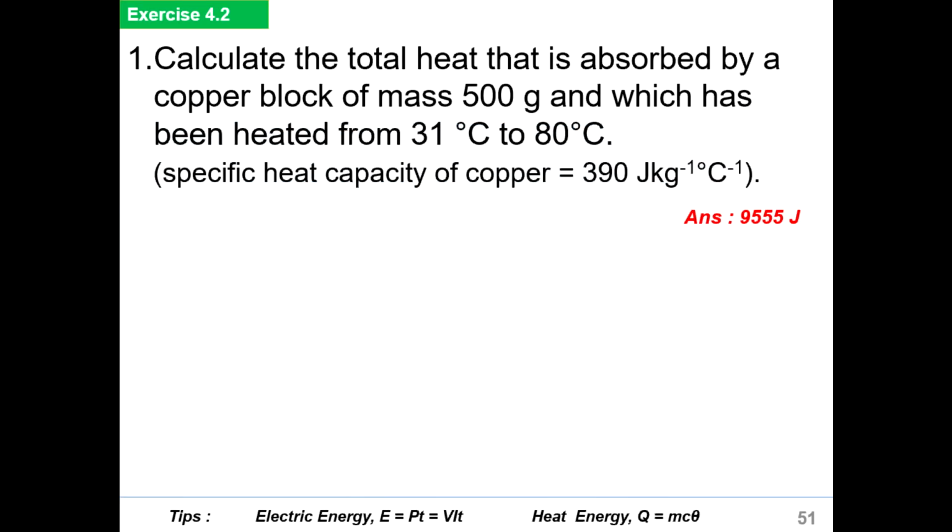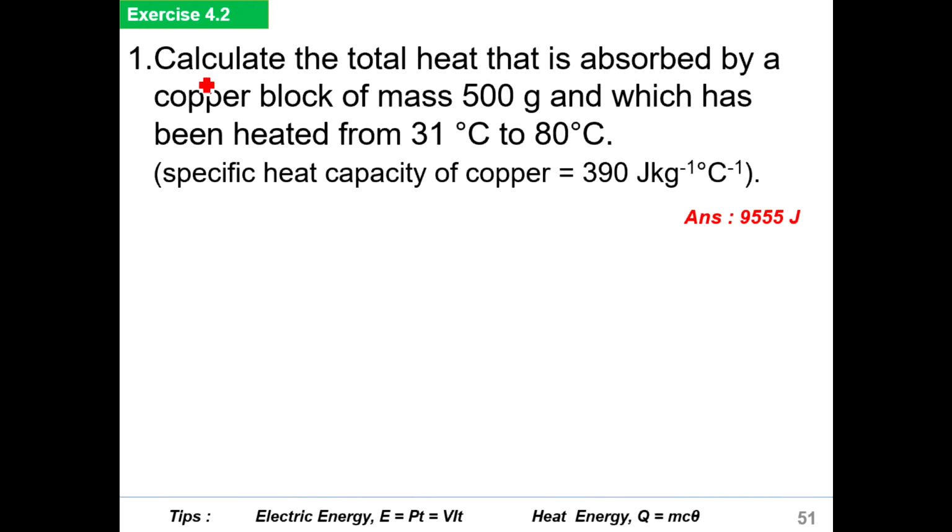Calculate the total heat that is absorbed by the copper block of mass 500 gram, which has been heated from 31 degrees Celsius to 80 degrees Celsius. The specific heat capacity of copper is given. I already have the answer here. You try first, then you proceed with the video.